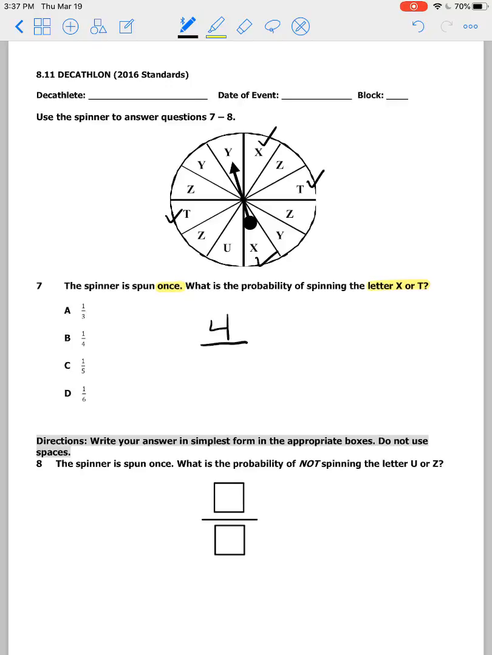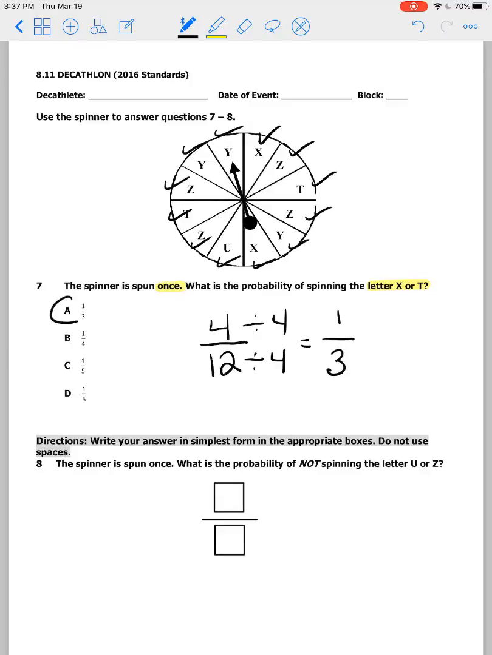Then we need our total outcomes. We have 1, 2, 3, 4, 5, 6, 7, 8, 9, 10, 11, 12. So you have a 4 out of 12 chance of getting an X or a T. Now we don't see that in our answer choices, so we have to simplify. I can divide both 4 and 12 by 4. 4 divided by 4 is 1. 12 divided by 4 is 3. So we get 1/3.